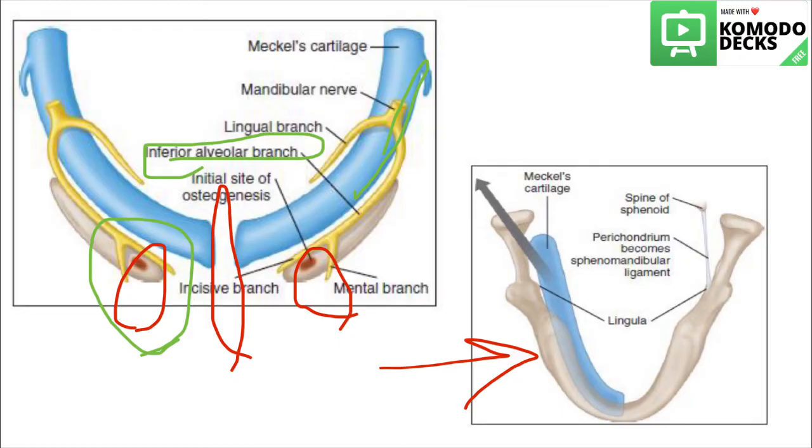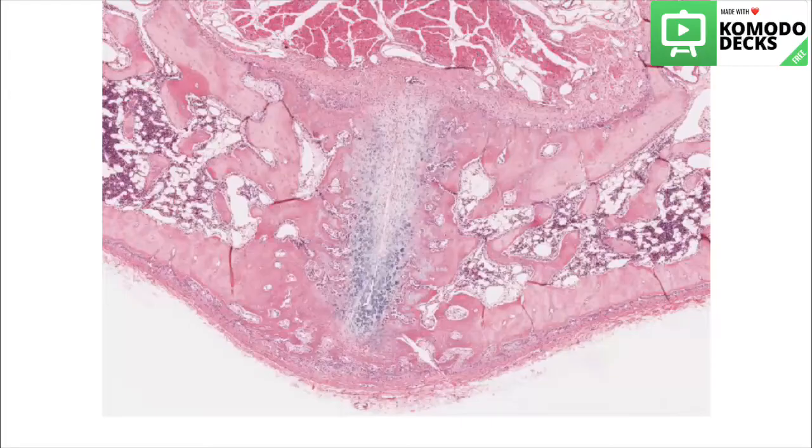The ramus of the mandible develops from rapid ossification posteriorly in this direction, and the mesenchyme of the first arch ossifies. This is the area of the midline symphysis, the lateral aspect of the symphysis, where we see condensation of mesenchyme forms.